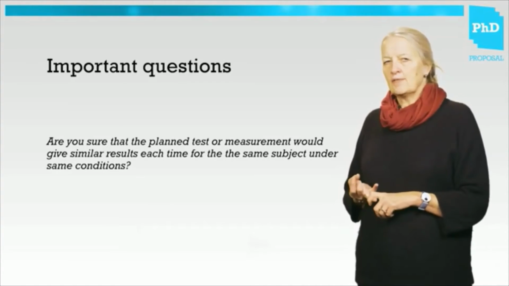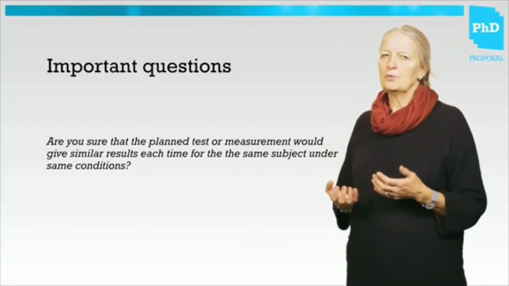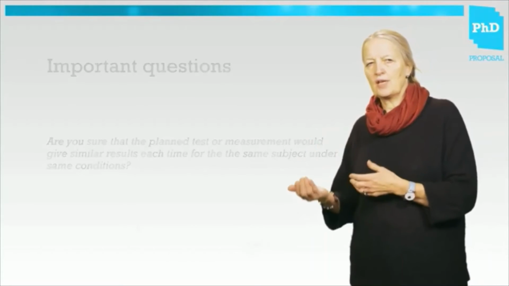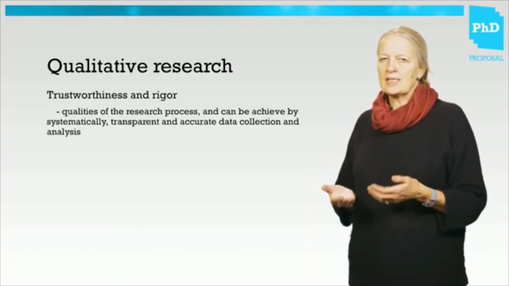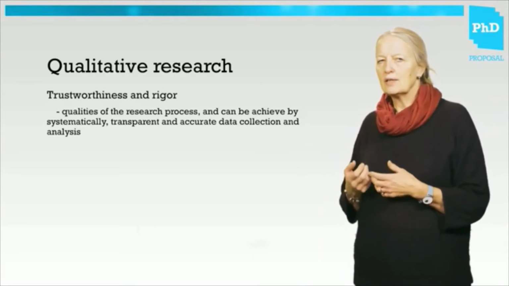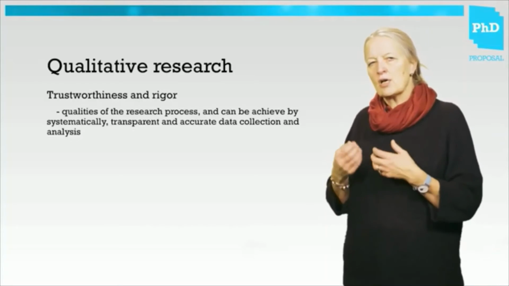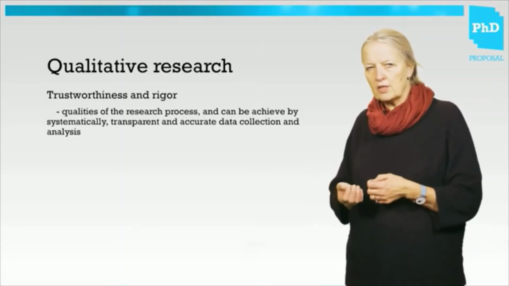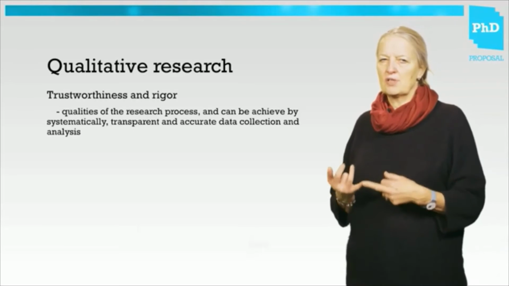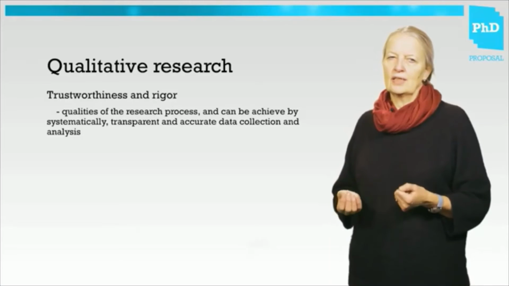In qualitative approaches, you need to explain how you plan to do your research in ways that will be seen as trustworthy and rigorous. Trustworthiness and rigor can be achieved by systematically transparent and accurate data collection and analysis. Although dynamic in design and with some flexibility embedded in methods, you should explain how you plan to meet the stated objectives of the study and suggest the most appropriate ways of collecting qualitative data.